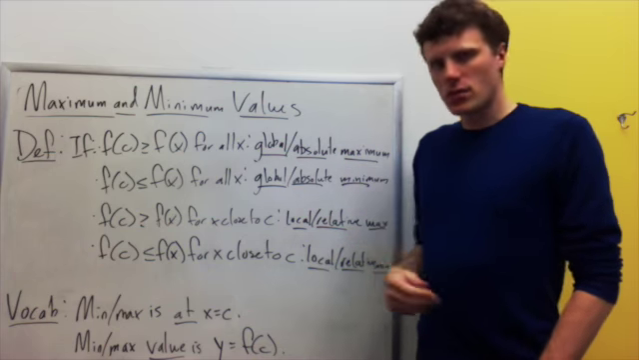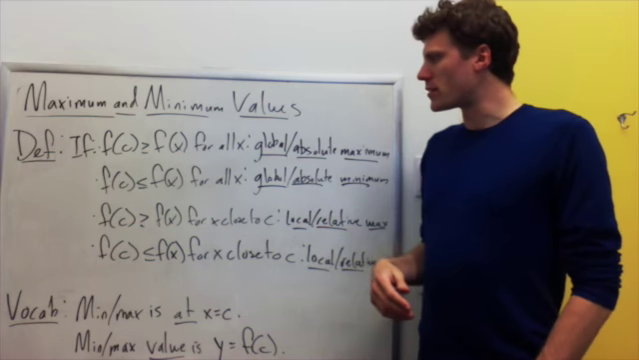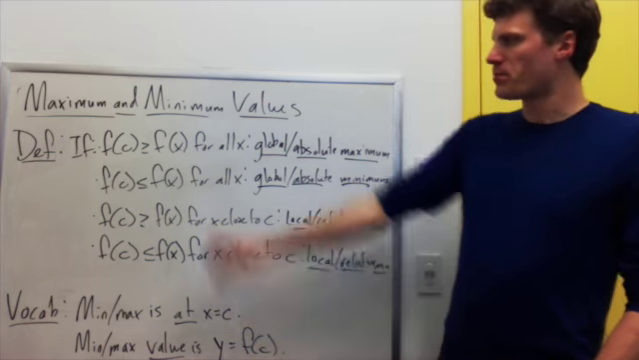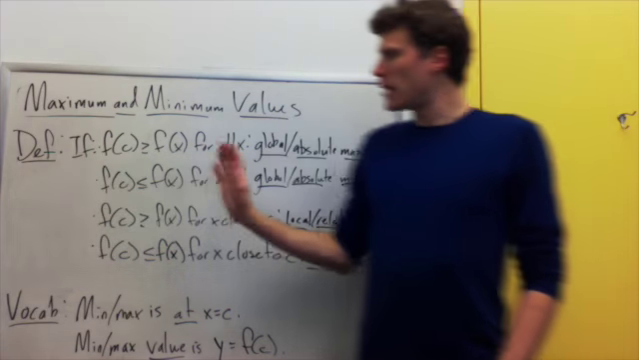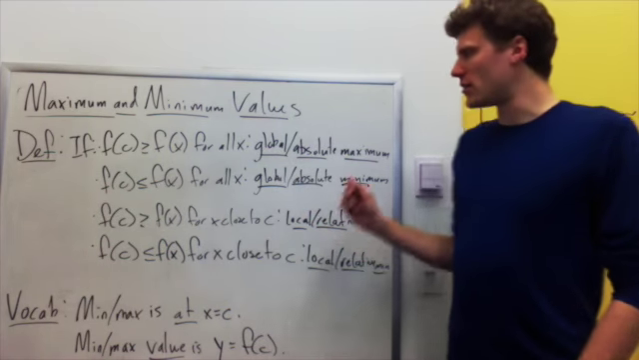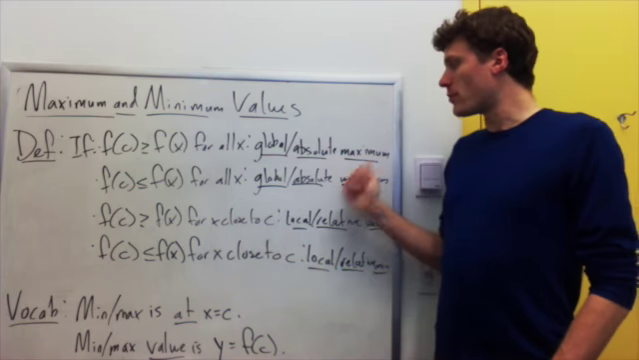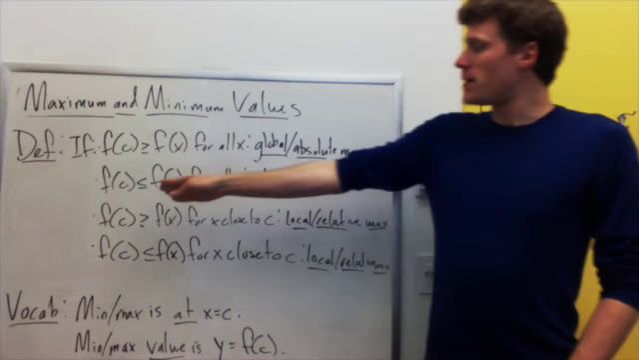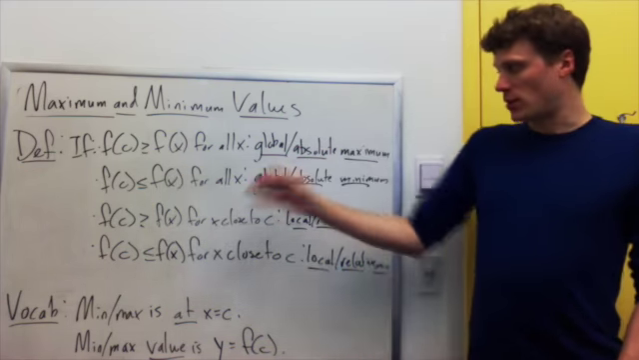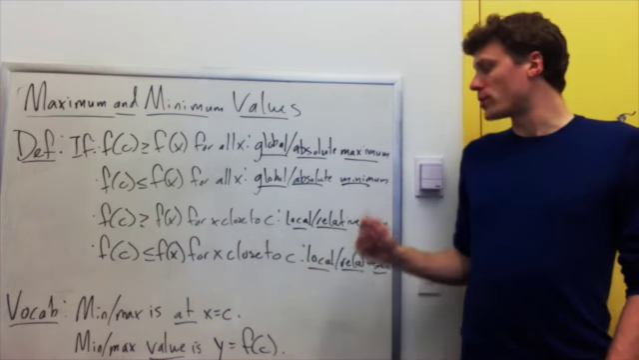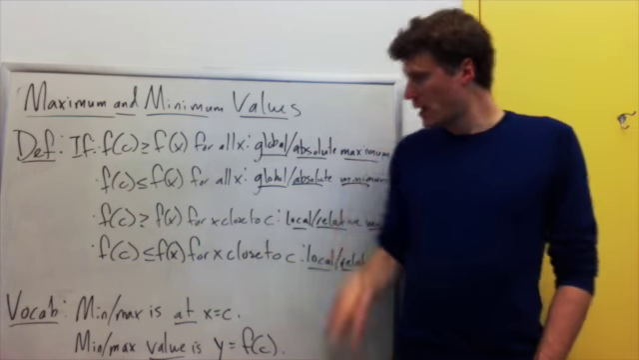And let me just go through the definitions of these things and also some vocabulary. So first of all, if f of c is greater than or equal to f of x for all x, we say that there is a global or absolute maximum at c. If f of c is less than or equal to f of x for all x, we say there is a global or absolute minimum at c.